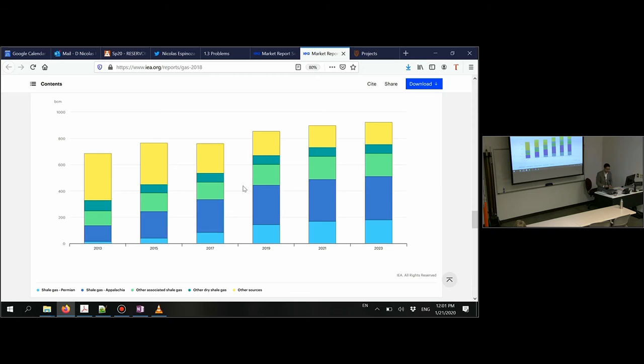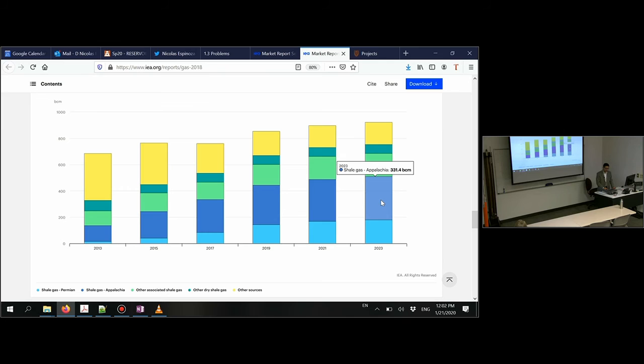Here you have a plot of gas production in the US according to the source, where here you can see how this light blue increases. This is shale gas from the Permian. In 2013 there was almost nothing. Now it is 15-20% of total production in the US.